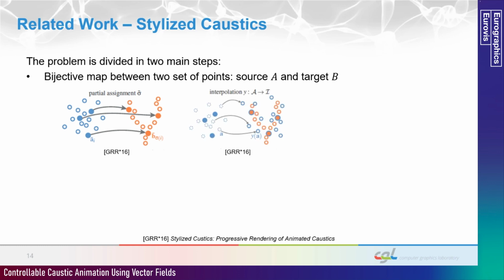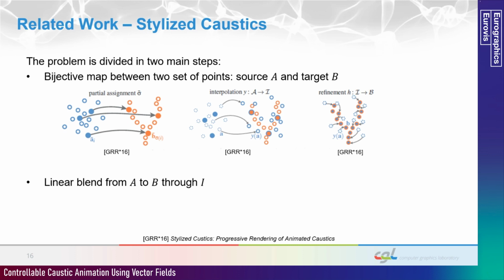They use a greedy algorithm to find a local minimum, but since this step is costly, they only use a small subset of points to generate a partial assignment and then interpolate using thin plate splines to create a set that is close to the target position, but still contains high-frequency details, so it resembles a caustic. Finally, they use a refinement step where they find the farthest closest point and do an assignment from the intermediate set of points I to the target B. Then, they blend the photons between the linear paths from A to B and the path I that preserves the original caustic patterns.